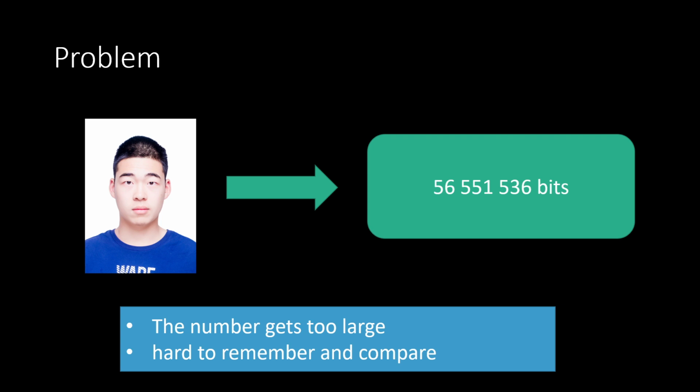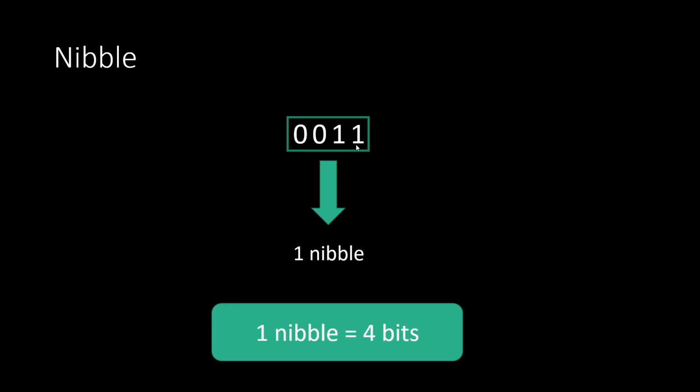Well, if we only have bits, this will be a problem. For example, the image file shown here has 56,551,536 bits, which is too large a number and hard for us to remember and compare. So in order to solve this problem, we have larger units. For example, a nibble. A nibble is a group of 4 bits, so 4 individual ones and zeros. 1 nibble is equal to 4 bits.